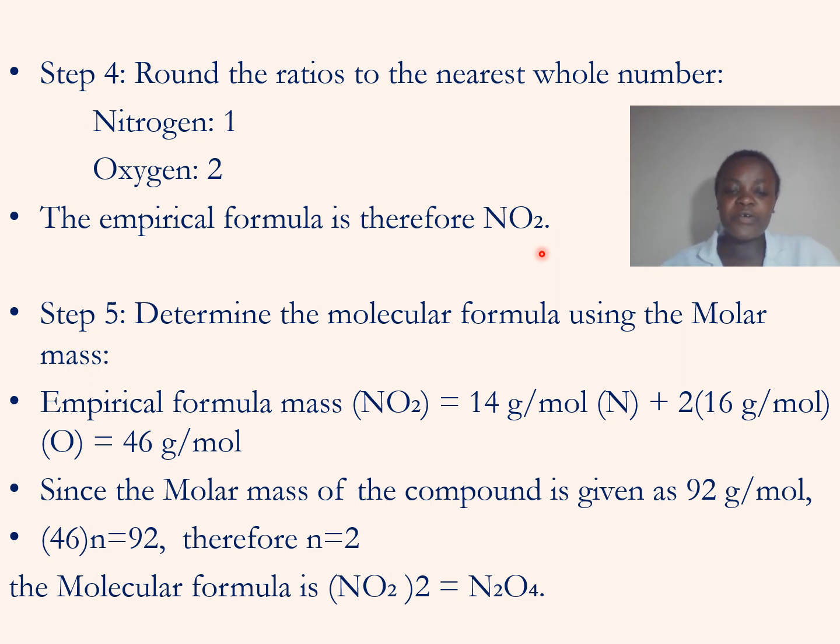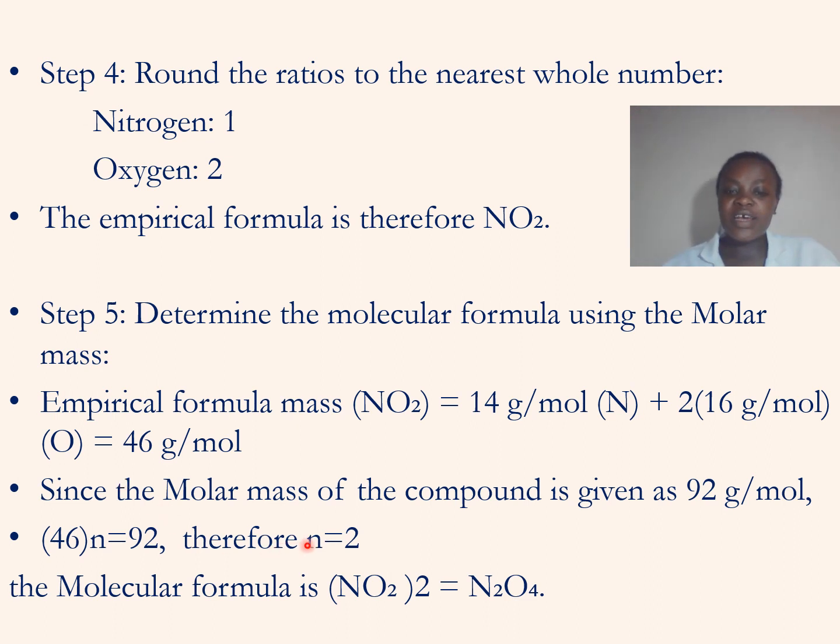Now, having our empirical formula, we are going to determine the molecular formula using the molar mass. The empirical formula gives us the empirical mass. So we are going to take the molar mass of nitrogen and 2 atoms of oxygen and sum up their molar masses. That will give us 14 plus 32. So 2 oxygen atoms, that is 16 times 2 to give us 32. So 14 plus 32 will give us 46 grams per mole.